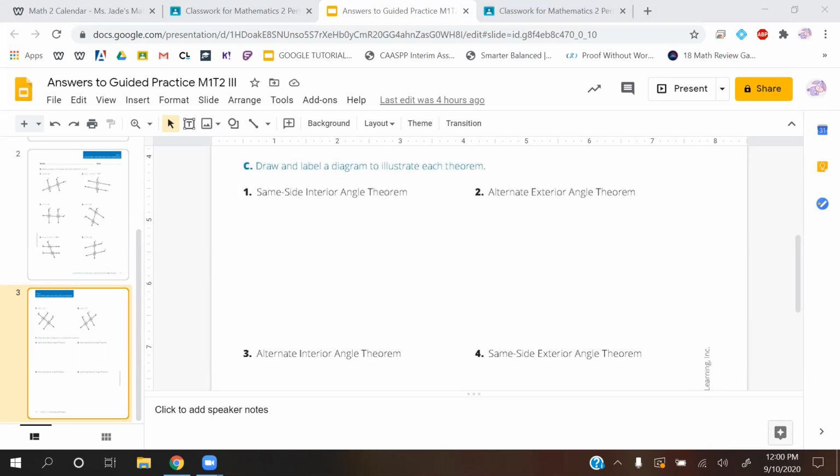I'm just gonna draw it like that, whatever. You can draw yours in a slightly different way. You can be creative, it doesn't matter. Like you can copy mine, it's okay. Okay, so same side interior angles. So here's my transversal. Do you guys want me to choose the left side or the right side?